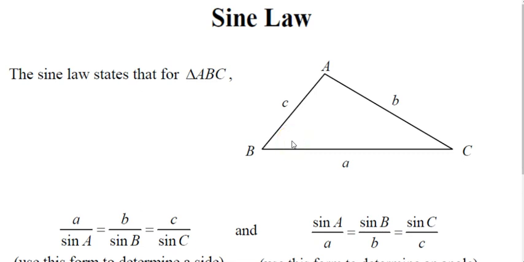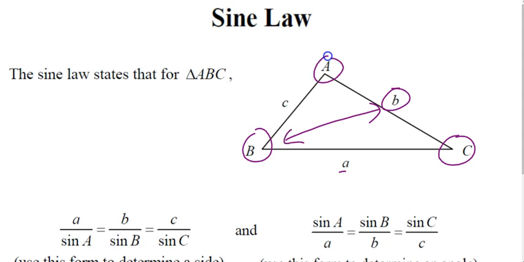The sine law states that for triangle ABC, one thing: when we name a triangle, the vertices or the angles have uppercase letters, right? So angle A, angle B, angle C. The sides are named with the lowercase letter of the angle which they are opposite. So opposite angle A is side little a. Opposite angle B is side little b. And opposite angle C is side little c, and so on, right?